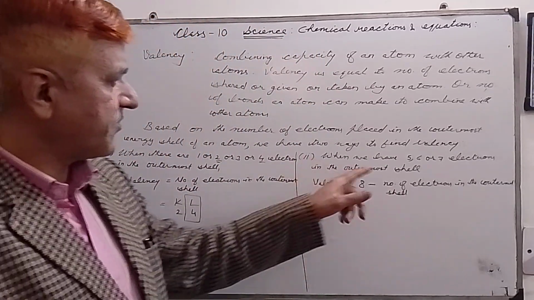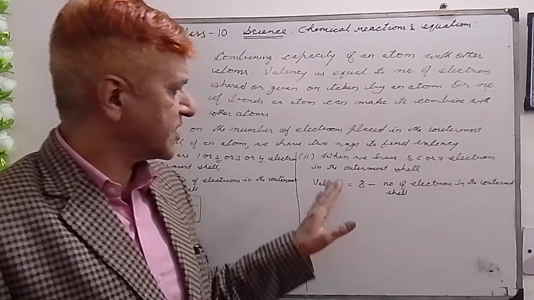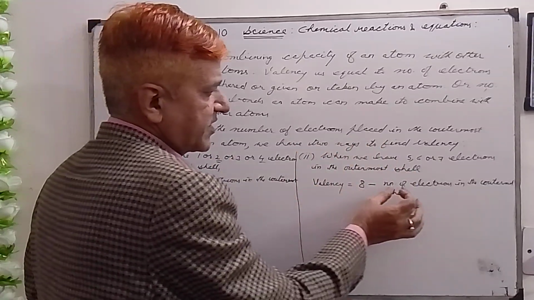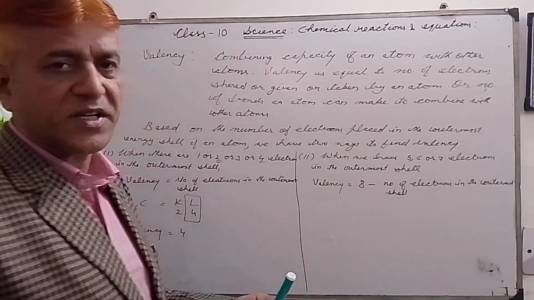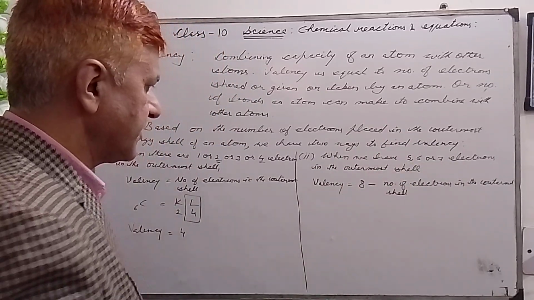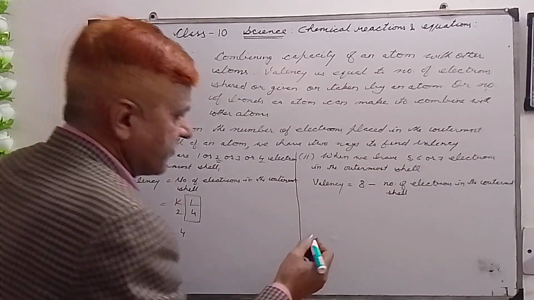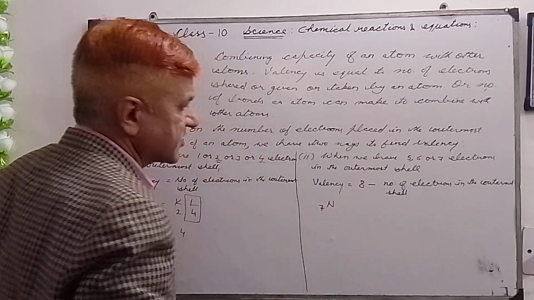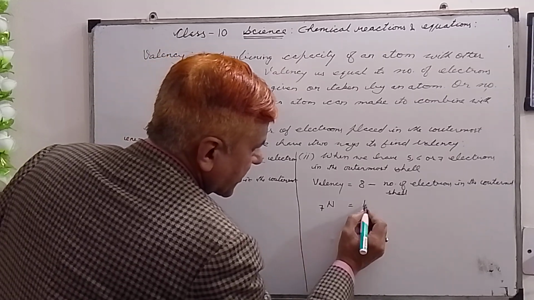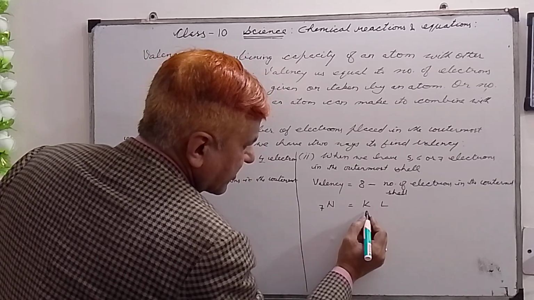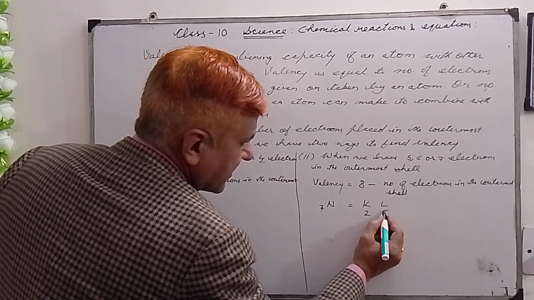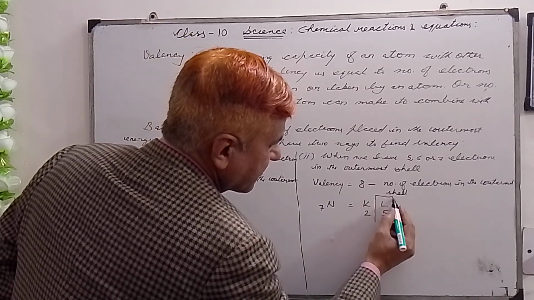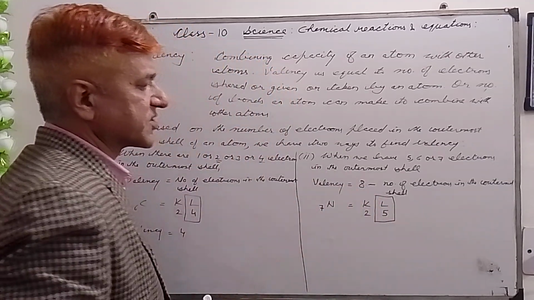So when we have 5, 6 or 7 electrons in the outermost shell, then how do we calculate valency? 8 minus the number of electrons present in the outermost shell. For example, let's find the valency of nitrogen. Let's write the electronic configuration for nitrogen. K and L: how many electrons? 2 electrons in the K shell and 5 electrons in the L shell. So the L shell is the outermost shell, and there are 5 electrons in it.